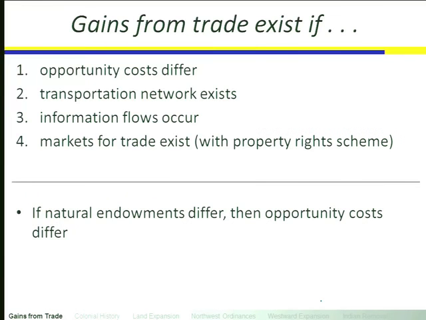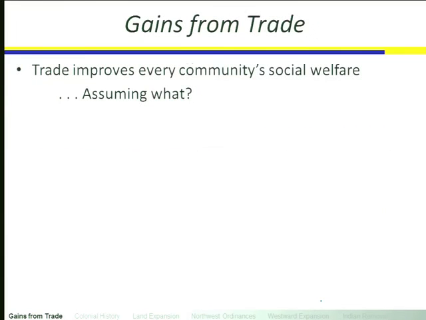And when the natural endowments differ, that's going to create differences in opportunity cost. So the opportunity cost of producing long, straight lumber in North Carolina, which is known for the North Carolina pines, tall, straight trees, is going to be relatively low. The opportunity cost of producing salmon in Washington State is relatively low, in both cases because of the natural endowments in those two places.